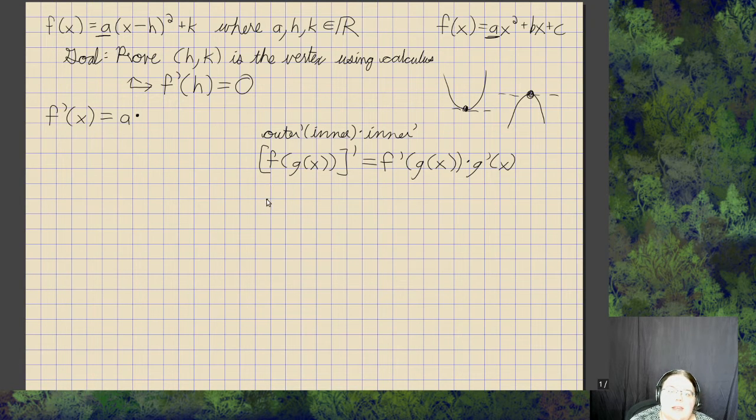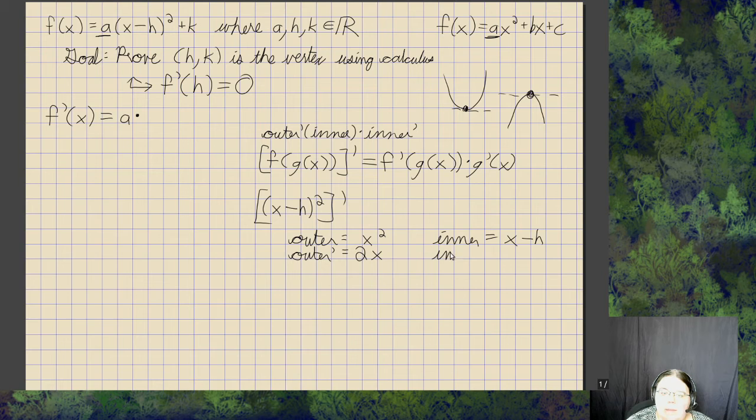So we're taking x minus h and squaring it, and then we want to know the derivative of that. The outer function, the thing that we would do after the other calculation, is x squared. That tells me that outer prime would be 2x. Then the inner function would be the x minus h.